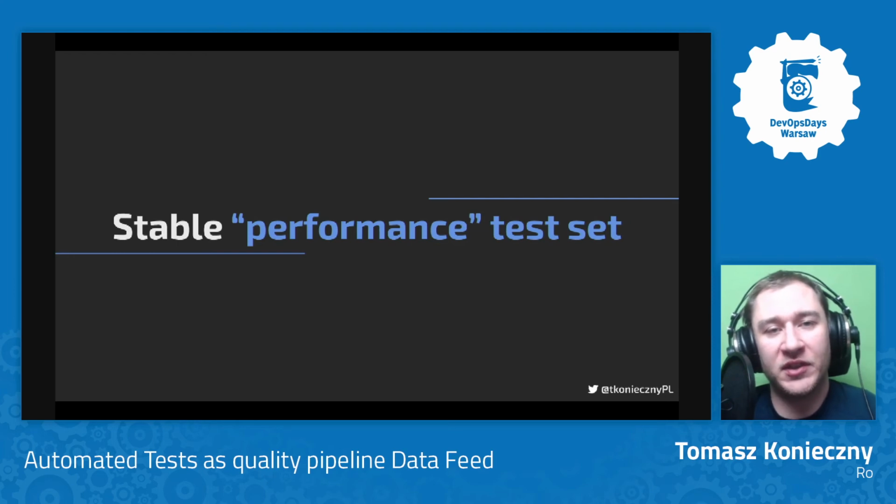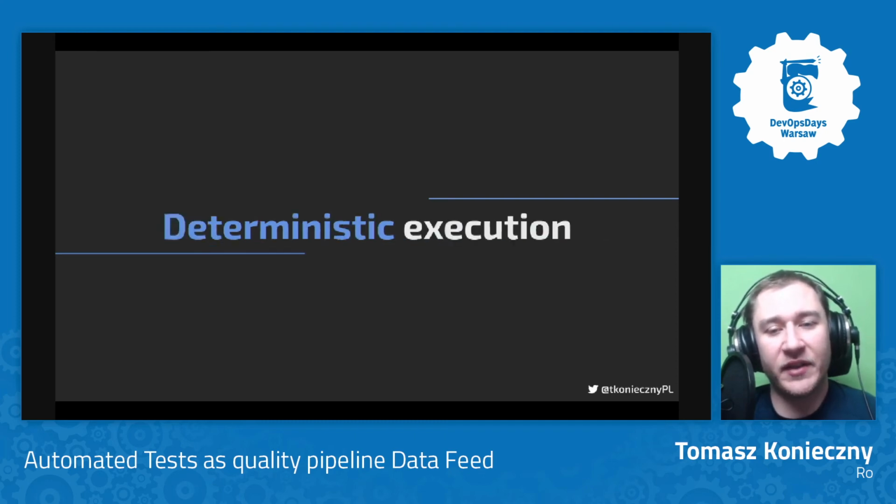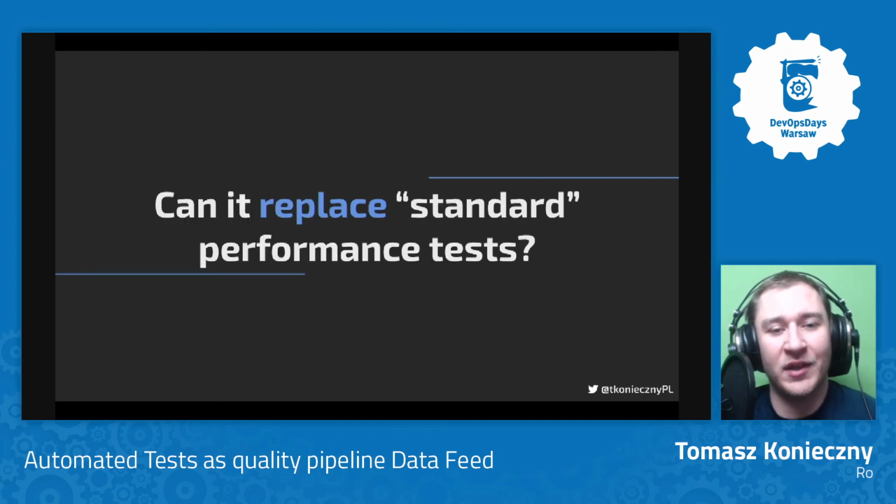And they don't even need to be a completely separate test set, maybe just a part of the existing test set that will be executed at the beginning. And that's the second thing. So deterministic execution. We want to execute these tests in exactly the same way, the same order, with the same concurrency, because otherwise we won't be able to compare these results that we'll get, and they will be completely unpredictable.